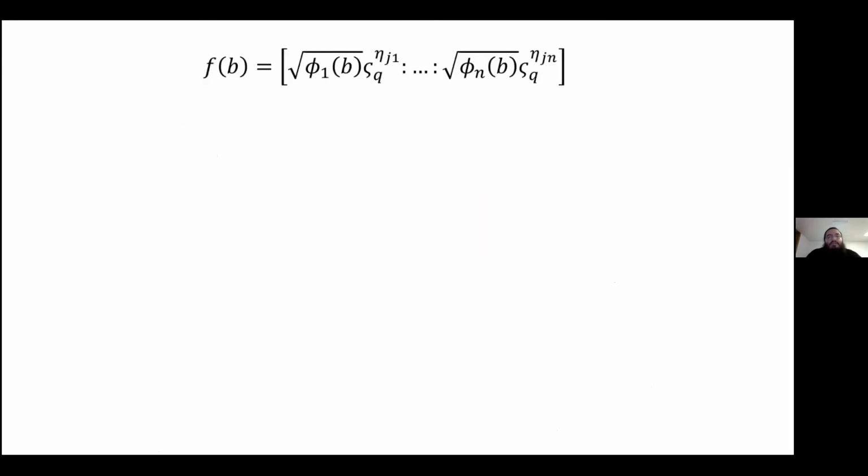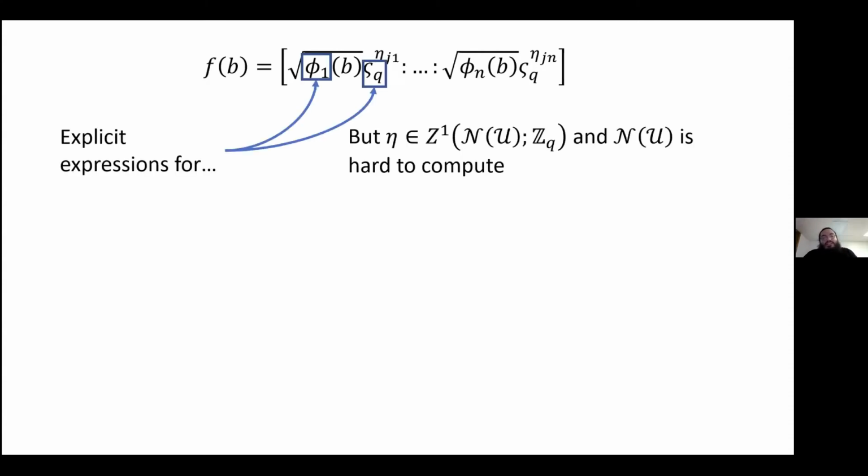Using this partition of unity, we can construct this specific incarnation of the classifying map that I mentioned before. One of the things that I want to point out about this specific incarnation is that we have explicit expressions for the partition of unity that I just gave you. And in this case, CQ is just the cube root of unity. So this is an explicit expression that we could almost take to a computer.